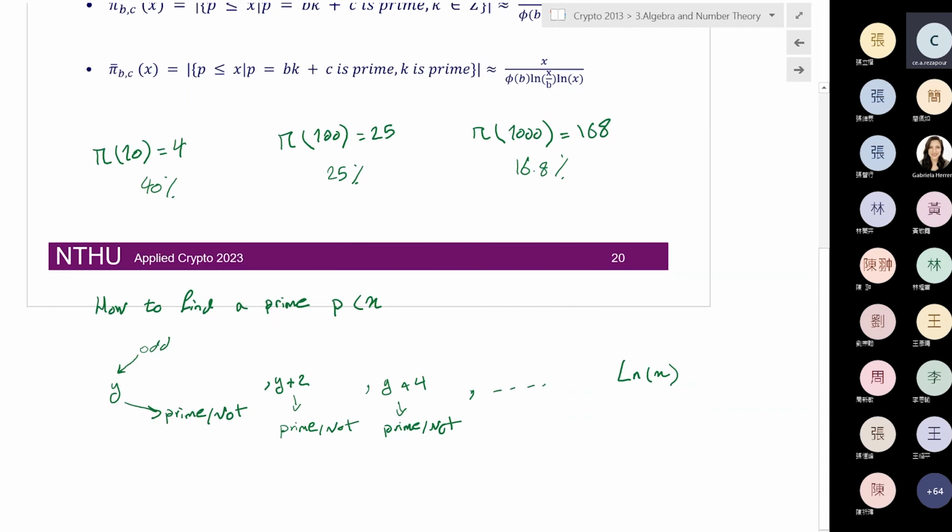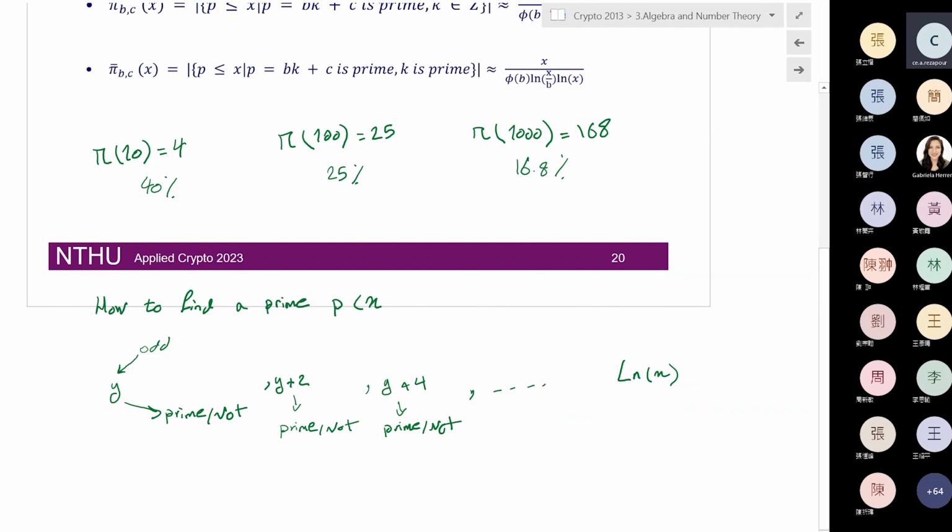But normally the way that we write the algorithm is that you choose the odd number and then you continue your for loop up to ln of x. And if you couldn't find any prime number, then you just drop this y, choose a new y, and start this for loop again.